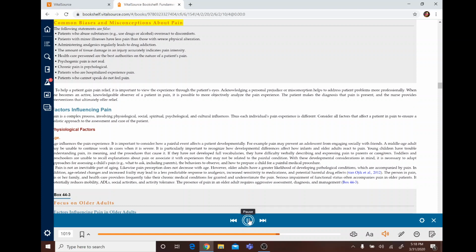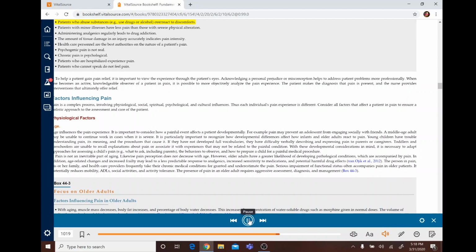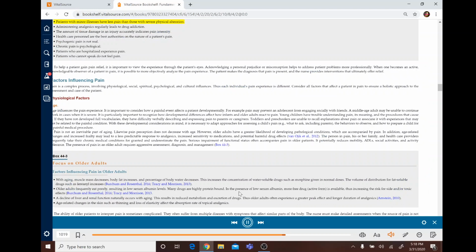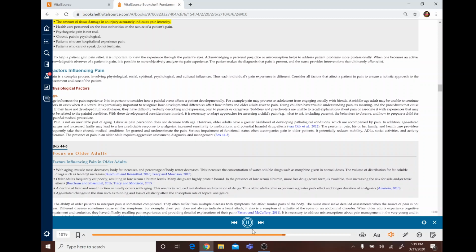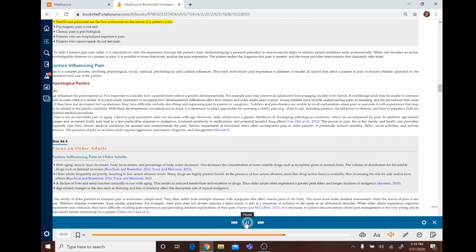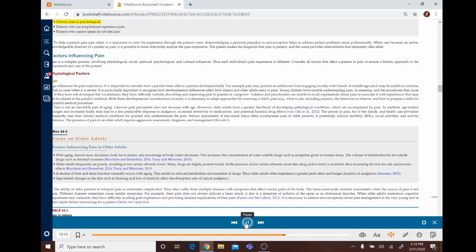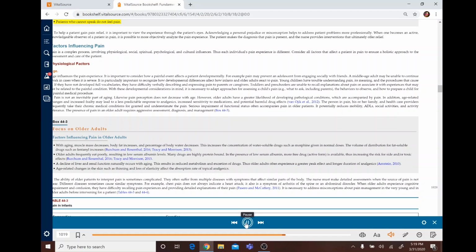Box 44-2. Common biases and misconceptions about pain. The following statements are false. Patients who abuse substances, for example use drugs or alcohol, overreact to discomforts. Patients with minor illnesses have less pain than those with severe physical alteration. Administering analgesics regularly leads to drug addiction. The amount of tissue damage in an injury accurately indicates pain intensity. Healthcare personnel are the best authorities on the nature of a patient's pain. Psychogenic pain is not real. Chronic pain is psychological. Patients who are hospitalized experience pain. Patients who cannot speak do not feel pain.